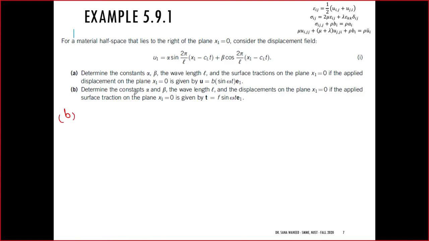So now we have a slightly different set of boundary conditions. ठीक है, plane वही है, लेकिन पहले हमारे पास एक displacement apply हो रही थी on our infinite half medium. Whereas this time around, determine the constants alpha and beta, the wavelength, and the displacements on this plane x1 is equals to 0 as before, if the applied surface traction on the plane is given by this.